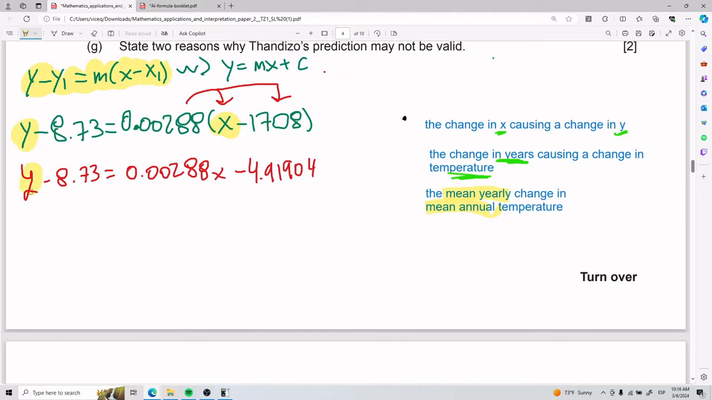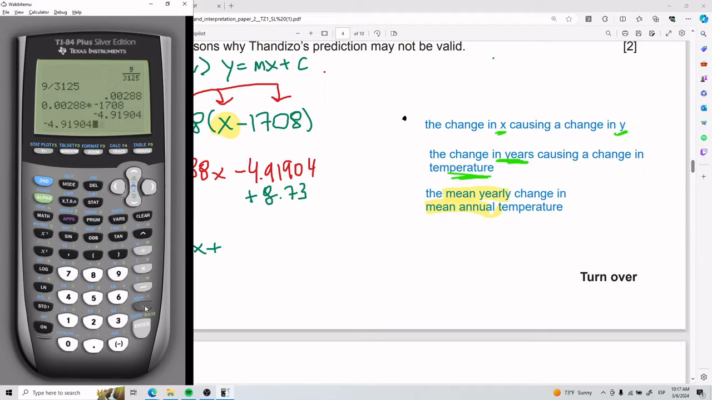Okay, so get y alone. Y is not alone. It is being affected by minus 8.73, so we're going to add 8.73. This goes away with this, plus 8.73 on this side. So I end up with y equals 0.00288x plus something. So this plus this.